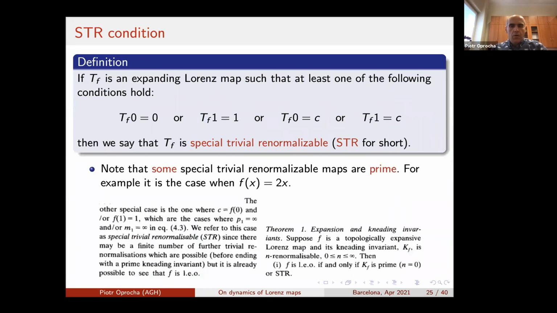And why did we extend this definition? Because again, in the papers of Glendinning, there was a theorem which says that we have this locally eventually onto exactly when there is this STR condition. So either one of the endpoints is fixed, or one of the endpoints goes to the critical point, or the map doesn't admit renormalization. So that looked like a full characterization.